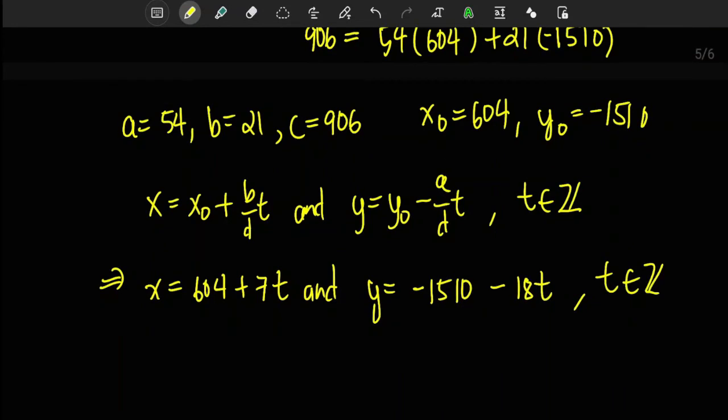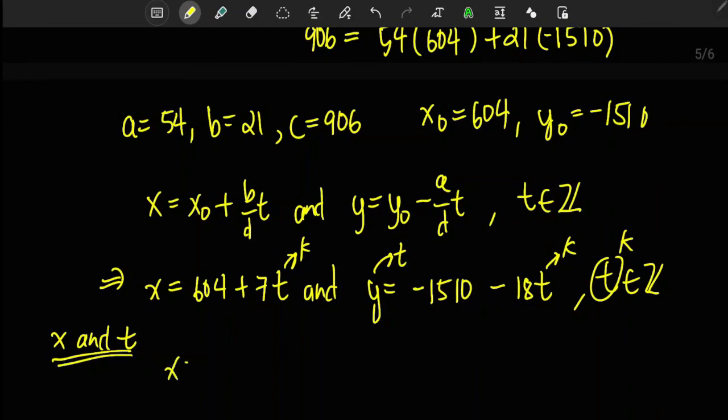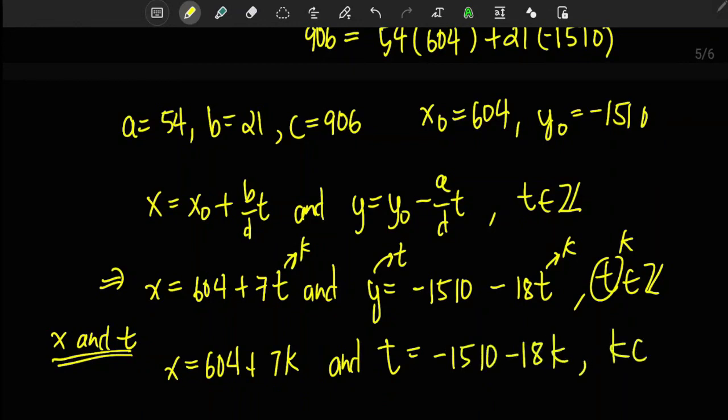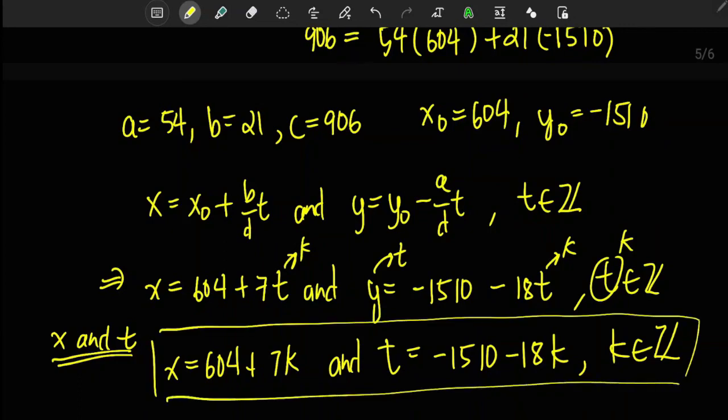Now, in our original problem, the variables are x and t. So to fix the solutions that we have, all we need to do is to change variables from y to t. But here, our arbitrary variable is using t. So we will also change that to another arbitrary variable. So ang gagawin lang natin, papalitan natin ng variable natin na y, gagawin natin t, tapos yung t, gagawin natin other variable, say k, so that we meet the requirement of the original problem where the given is x and t. So we have x equals 604 plus 7k, and this time t equals negative 1510 minus 18k. K is any arbitrary integer. So this now satisfies the Diophantine equation.